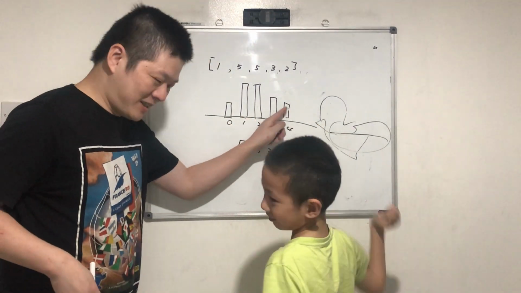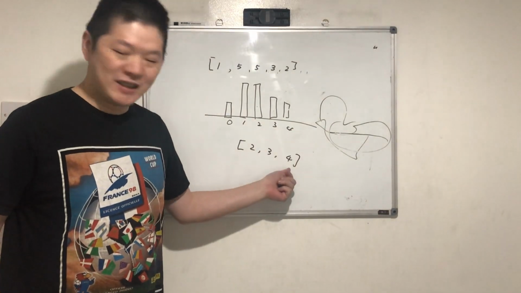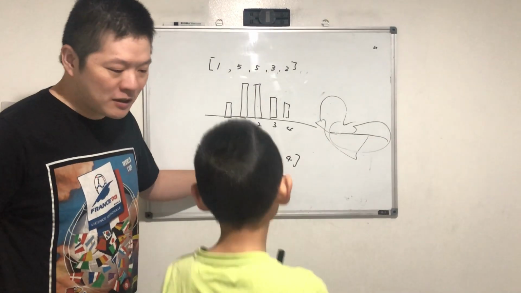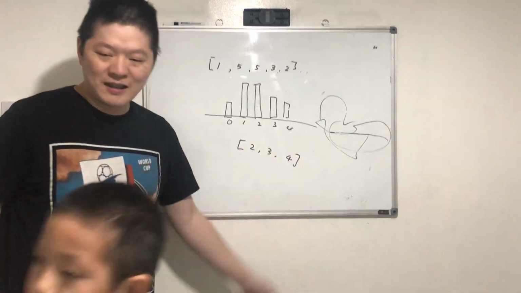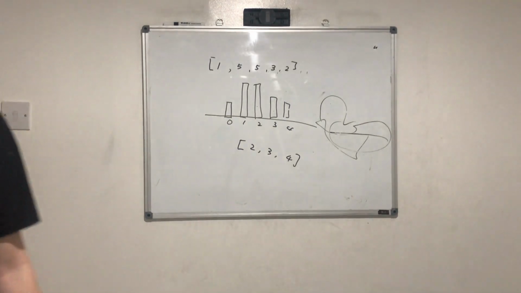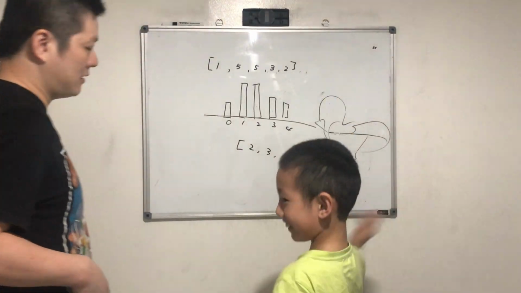The ocean is always on the right. That means the rightmost building is always in the list, right? So I'll put a list of the indices. Any idea how we're doing this? The rightmost can see it.